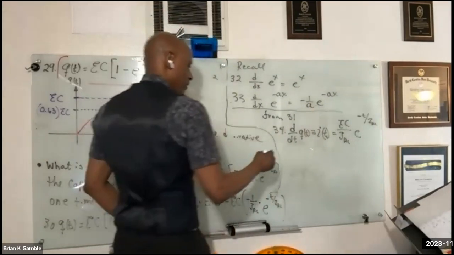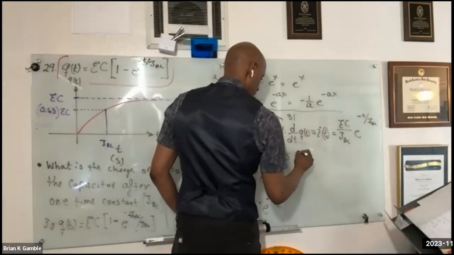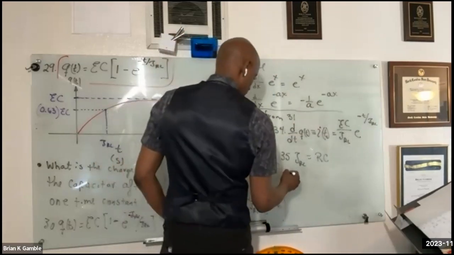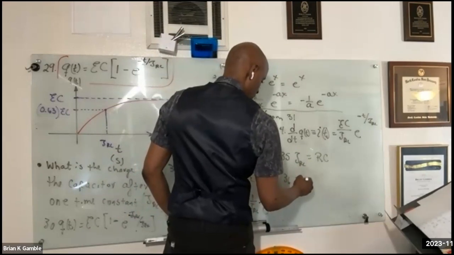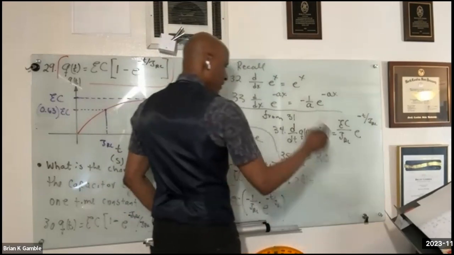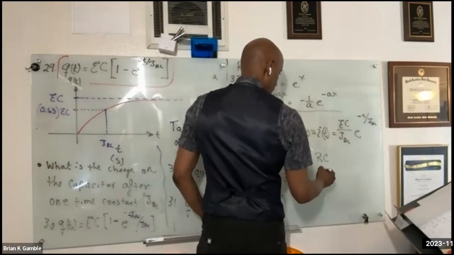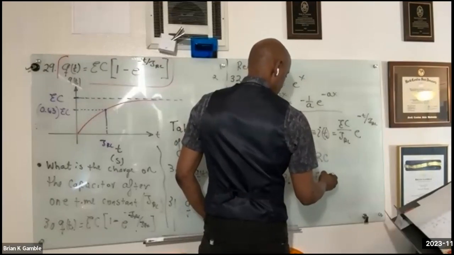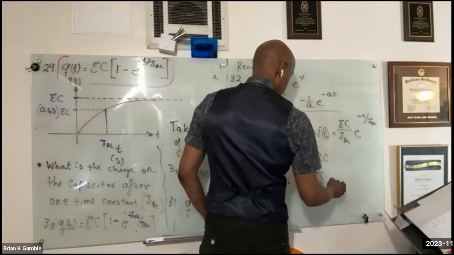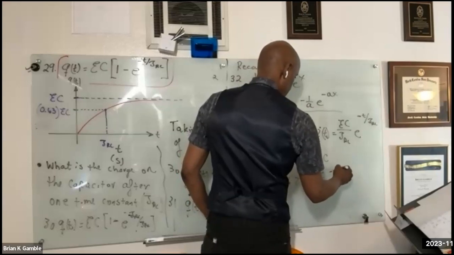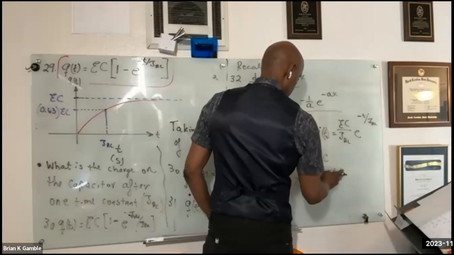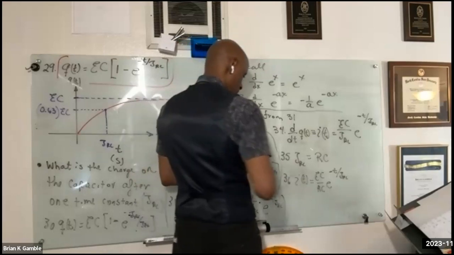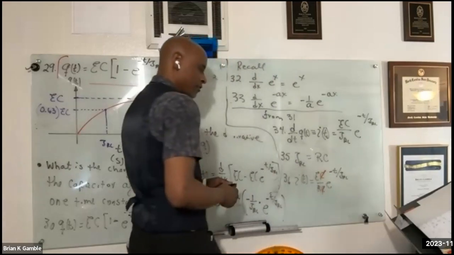Not quite done, but remember that tau_RC we define as just R times C. So I can stick that back in now, and what I get is the current is going to be equal to EC over RC times e^(-t/tau_RC). The capacitances will cancel.